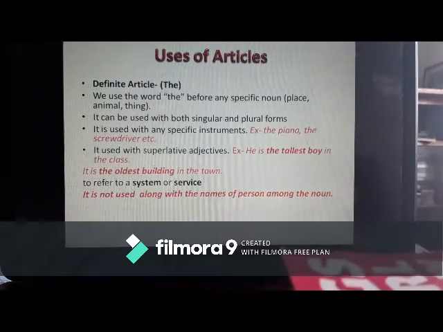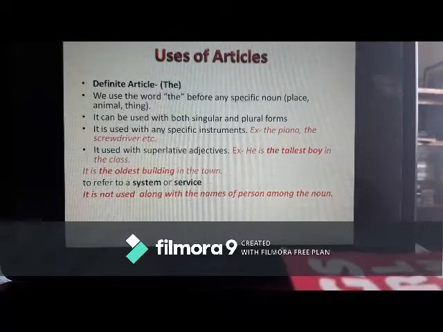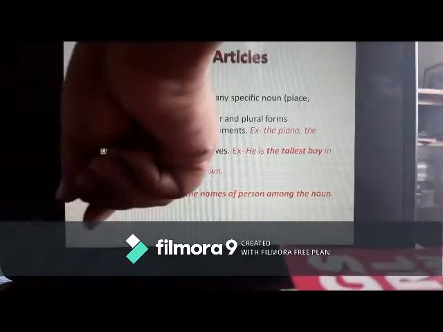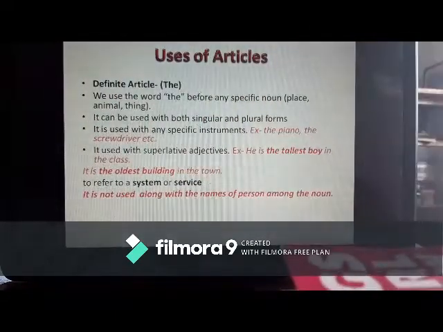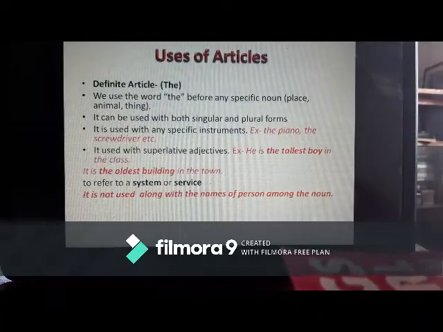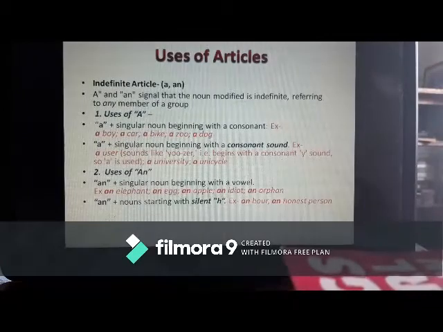We can also refer to a system or a service with the word the, like the railway system. Okay, the railways, the government, right? For example, the ministry. Okay, so it is a system or a service that is defined by the. Another thing is, it is not used with the names of a person. Although the names of a person are very specific, we do not use the before the name of a person. Okay, going to the next one, we will be seeing indefinite articles.